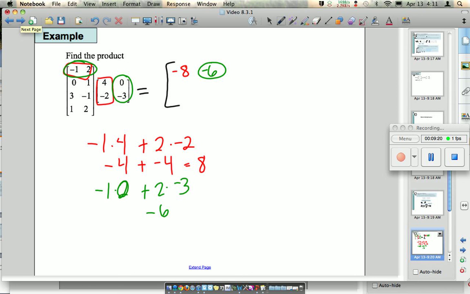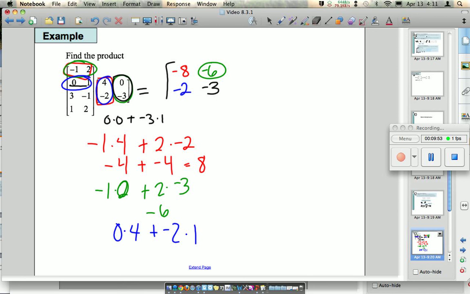Continuing on, now I'm going to do the second row and the first column, because I'm on to my second row. And I'm going to do 0 times 4 plus -2 times 1. And it looks like I'll get -2. Second row, first column. Now I'm going to do second row, second column. So 0 times 0 plus -3 times 1. So I'll get -3.